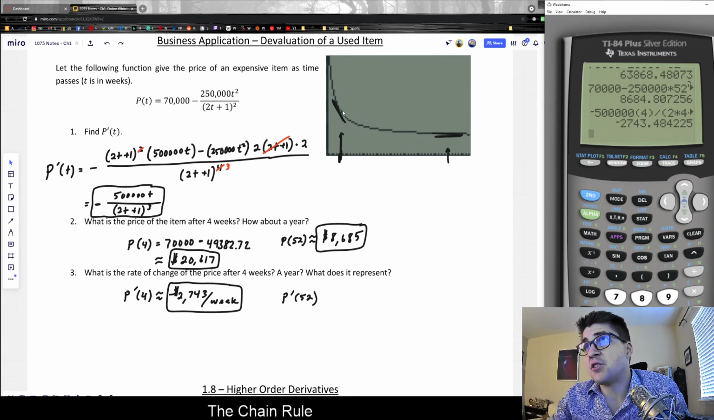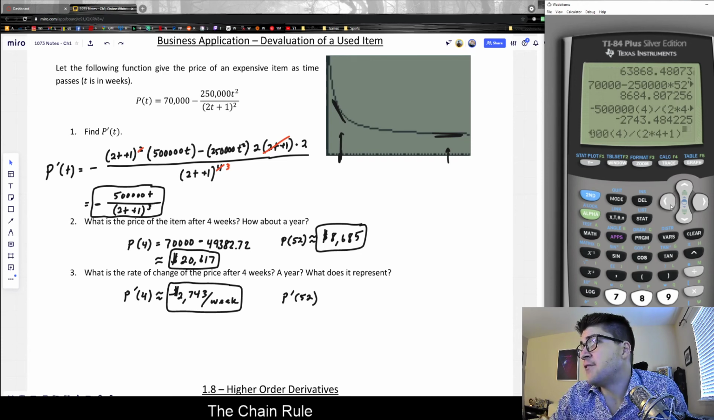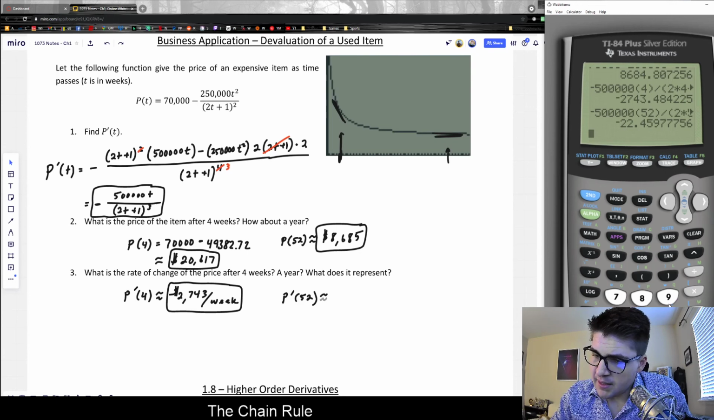And again, looking at after a year, we'd expect this to be much less rapid decay because it doesn't lose much value over time. It's sort of capping out on some long-term value. But again, if we change our derivative and we plug in 52 instead, I'm just going to take the same formula and plug in 52. What it would give me is approximately negative $22. And again, I'll just leave it rounded to the nearest dollars. And again, that will be in terms of per week.